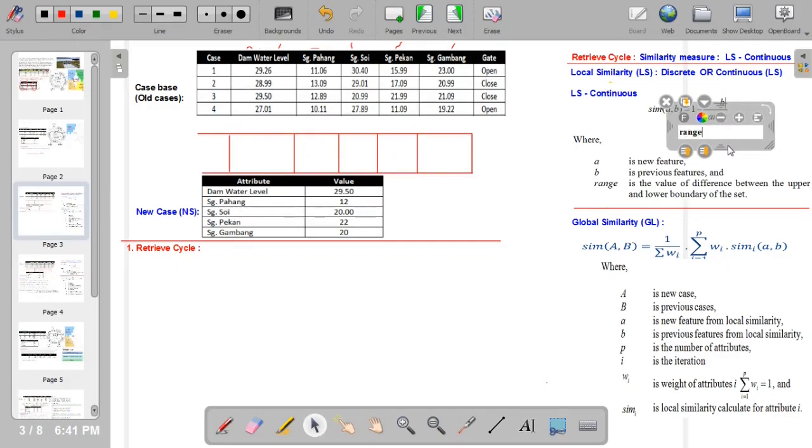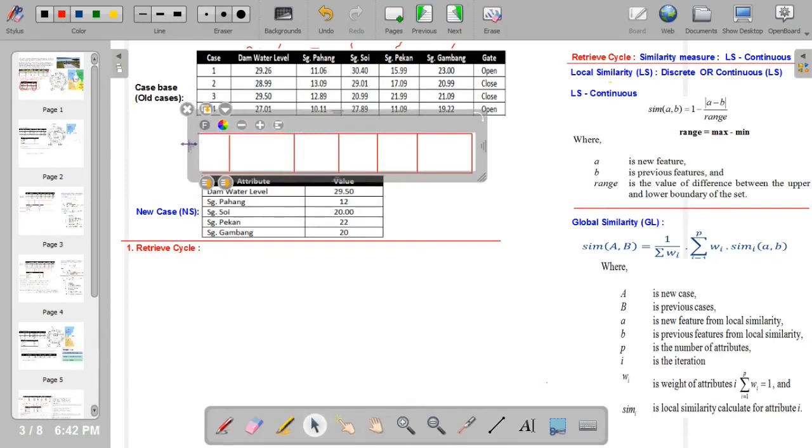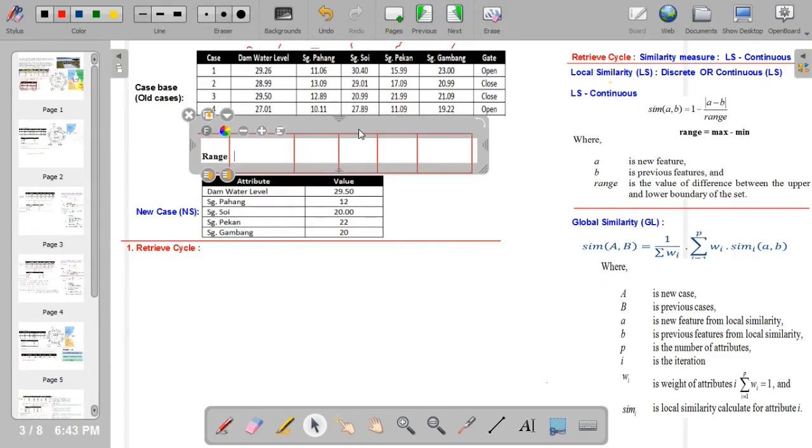So actually range can be indicated by the following equation. Range equals max minus min. What do we mean by the maximum and the minimum here? We mean the maximum value and the minimum value for each attribute in the old cases. So let us see how we can get the range here. So firstly, I write here range equal, we give a space here to write. So range, we said the maximum value and the minimum value for each attribute in the old cases, right? These are the attributes, right? And these are the old cases.